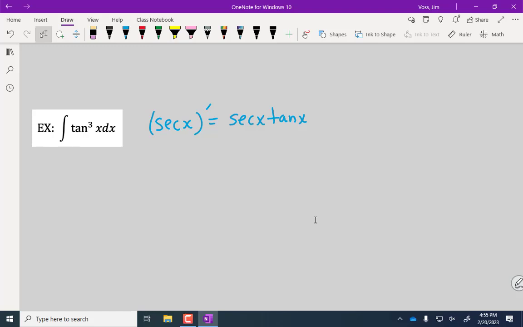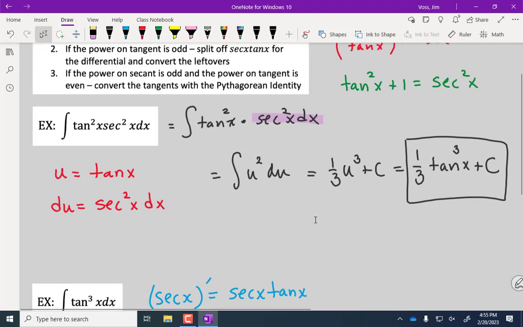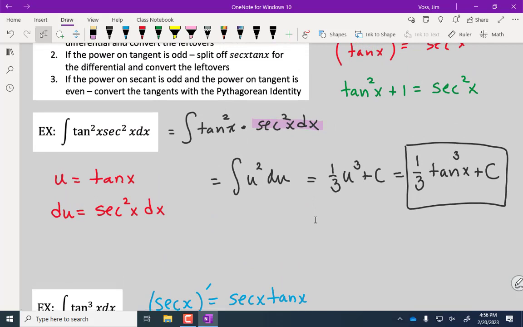Notice this: if tangent is to an odd power and we pull off a sec tan, we're only pulling off one tangent from an odd power, so we're left with an even power on tangent, which can be converted using the Pythagorean theorem. All of our conversions, when we're converting leftovers, have to be to an even power, so you can use the Pythagorean theorem to convert them.